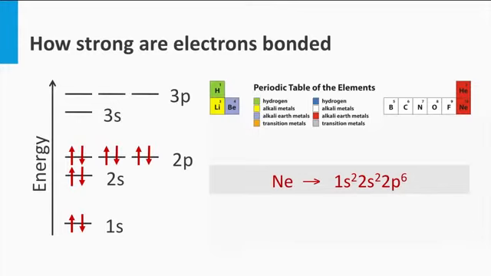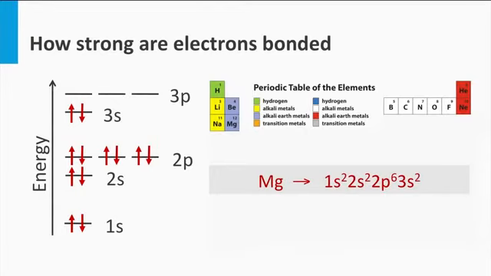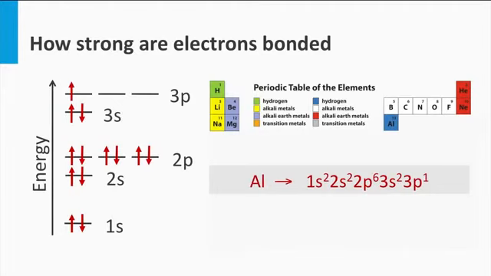The next element, sodium, fills the 3s state with 1 electron. Magnesium fully fills up the 3s state with 2 electrons. Aluminium fills up the 3p state with 1 electron.